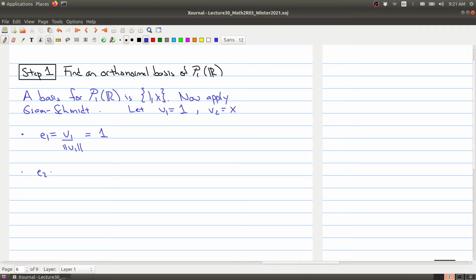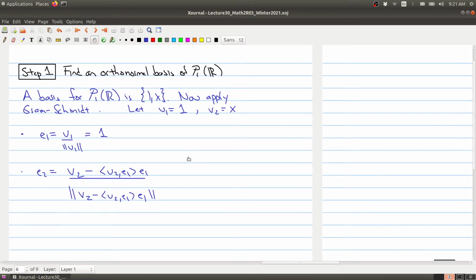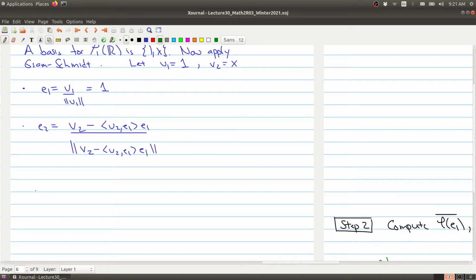Okay, and now we need the second element, so we just need one more vector. According to the formula, this is v2 minus the inner product of v2 and e1 times e1, divided by the norm of v2 minus the inner product of v2 and e1 times e1. So there are two things we need to find. We need to find the vector at the top, and we need to find the value at the bottom. So here are the calculations that I need.